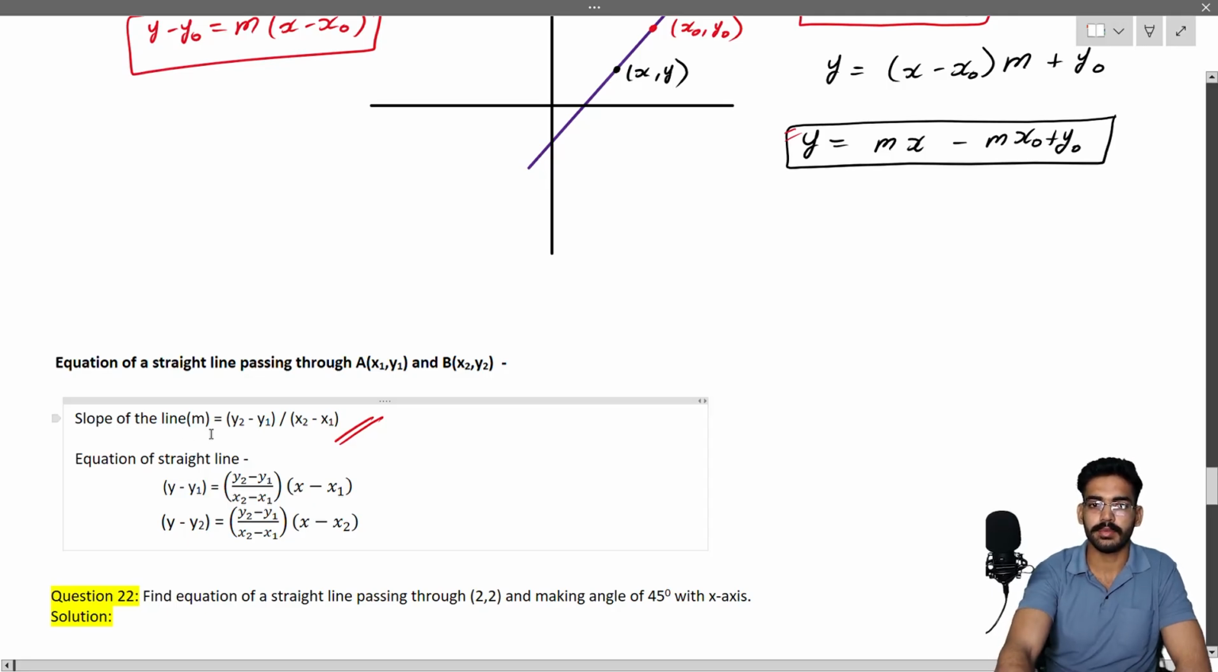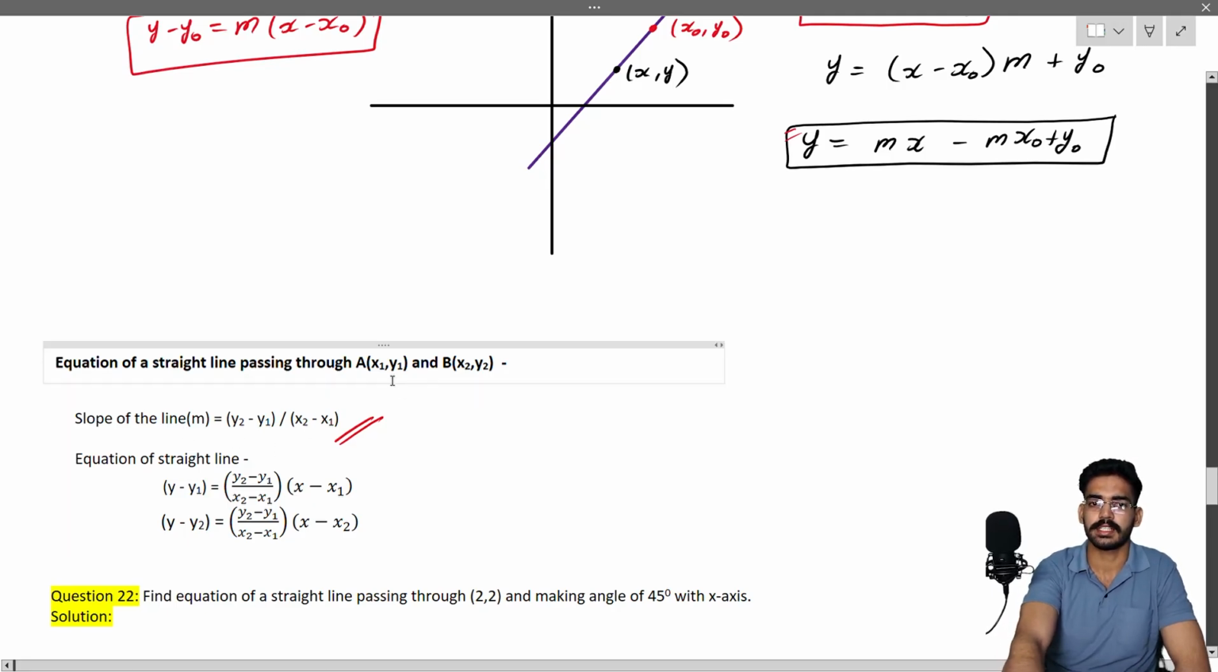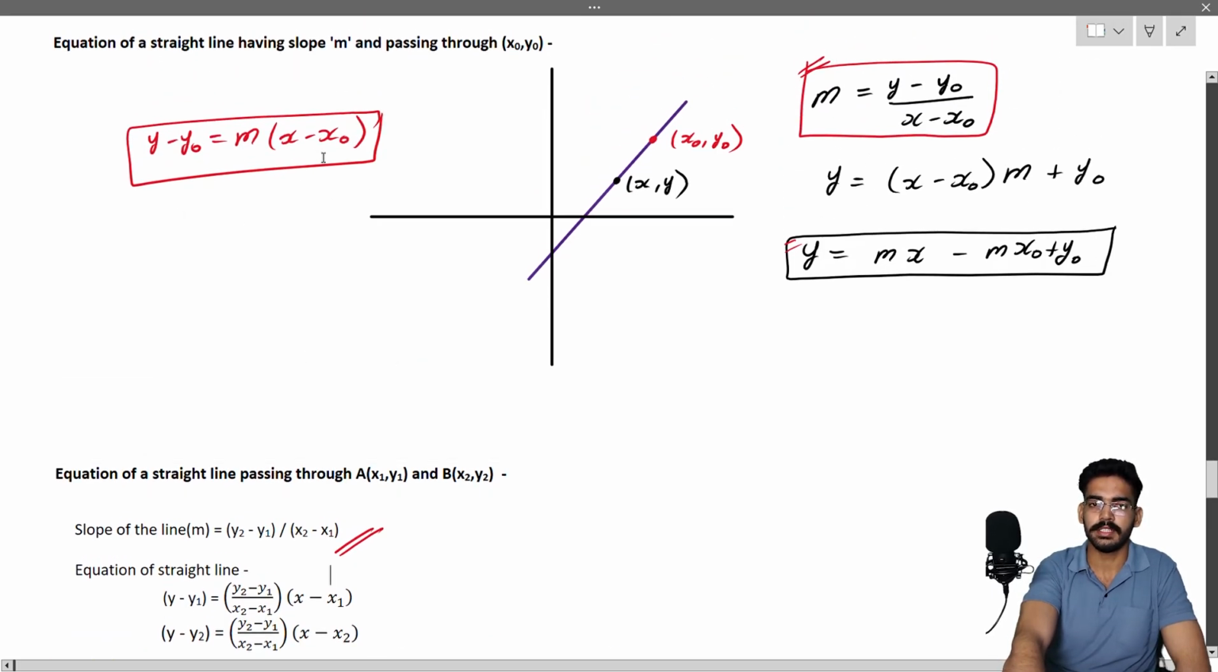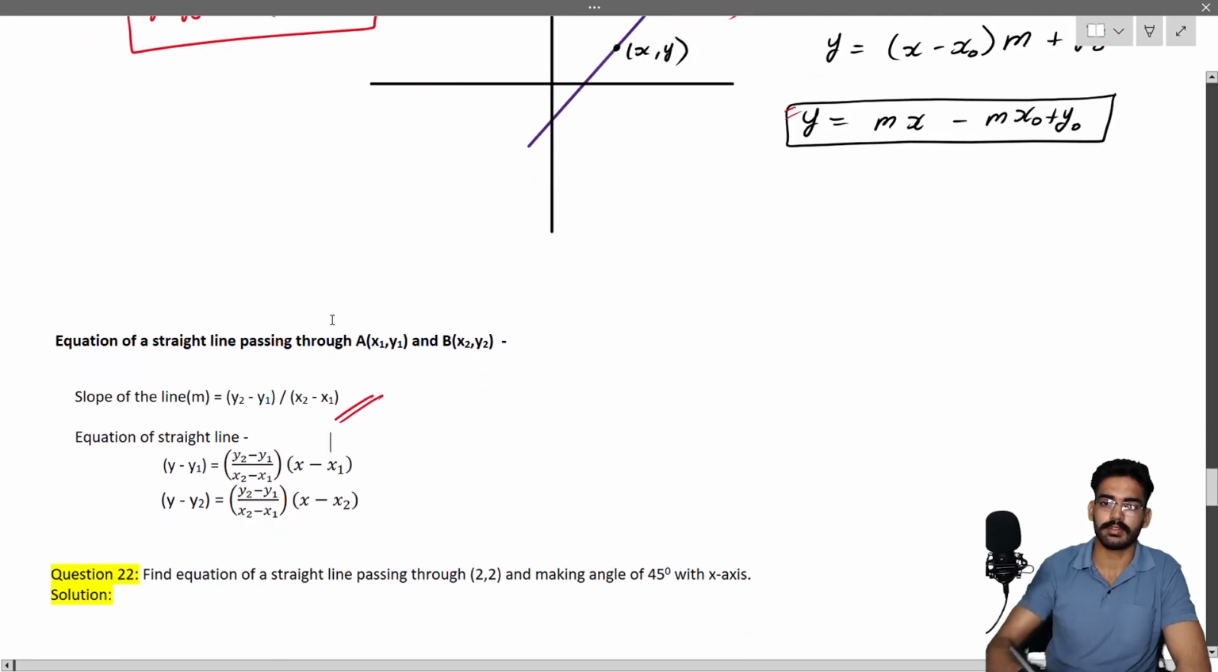Now I have the slope and I will consider one point. Let's say I considered A. So I have a slope and I have a point. By the previous method, I can find the straight line equation. So how will I write it?